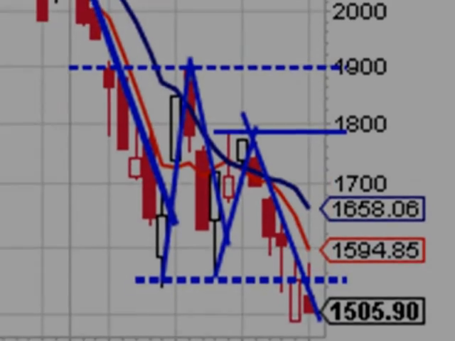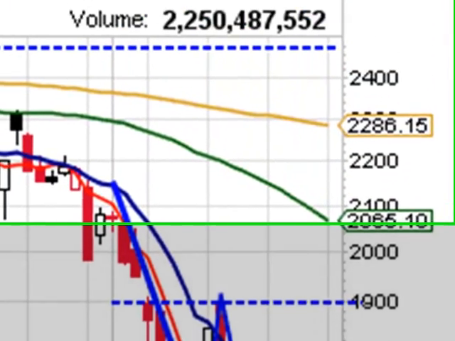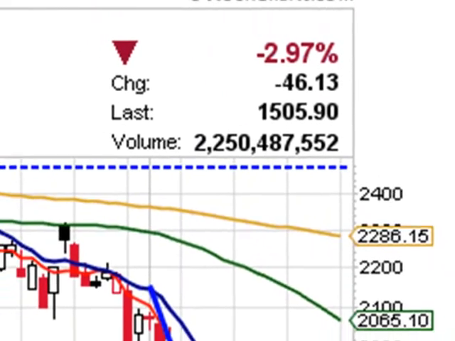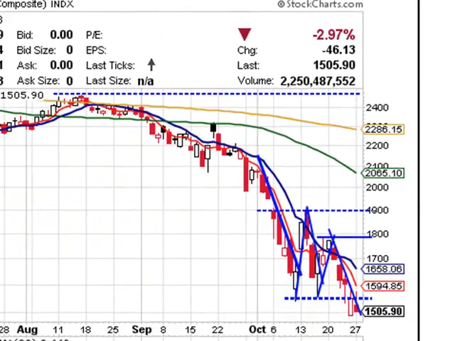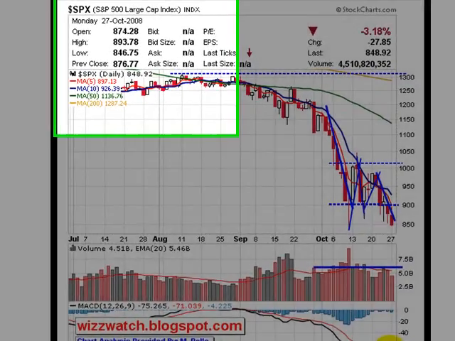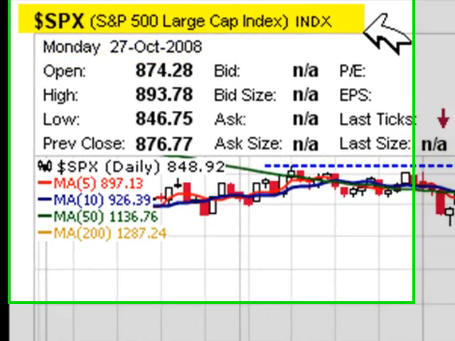The Nasdaq ended the day trading at 1,505, down 46 points or 2.97% on 2.2 billion trading volume. For the month, the Nasdaq is currently down 576 points or 27.68%.